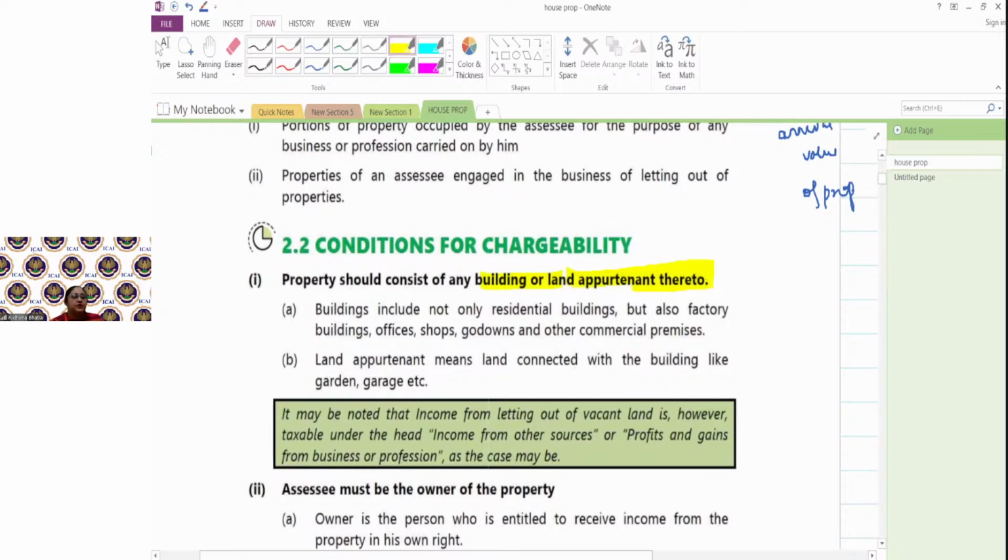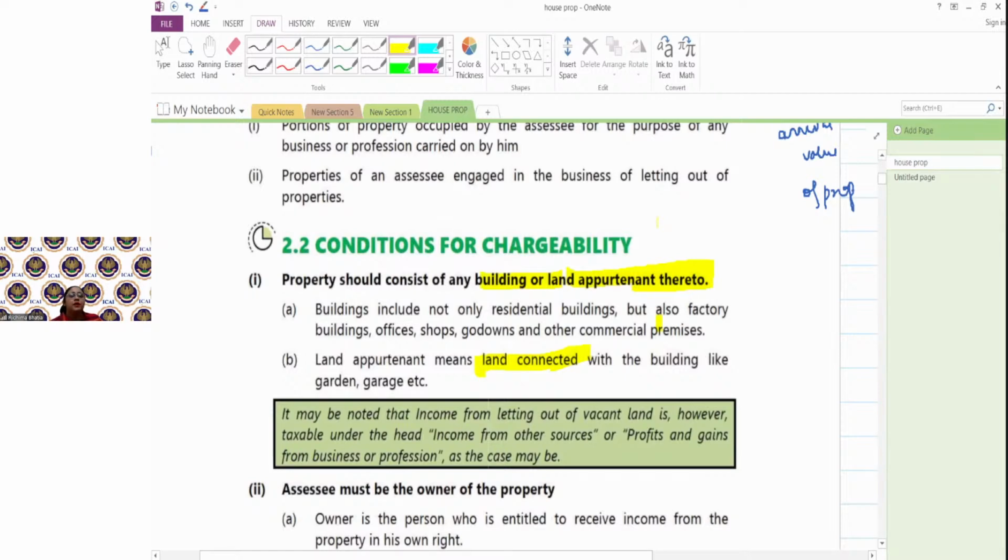Many a time when we purchase a house, sometimes a small parking area comes with it, or a garden area, or a garage area. It may not be very common in India, but in the US or any other country, there is a backyard area, a front yard area, and a garage to it, right? That all becomes land appurtenant to the building, that is, land connected with the building. So one thing is pretty clear: when we talk about income from house property, we are talking about a building or land appurtenant thereto.